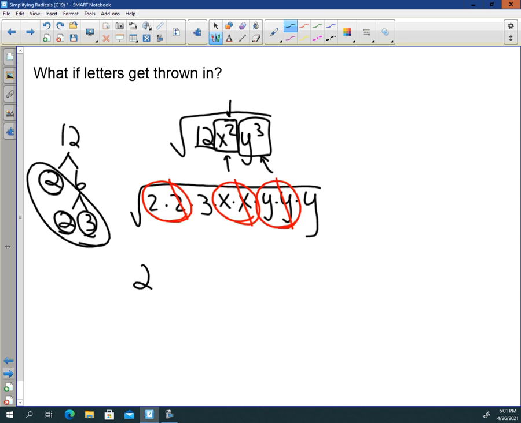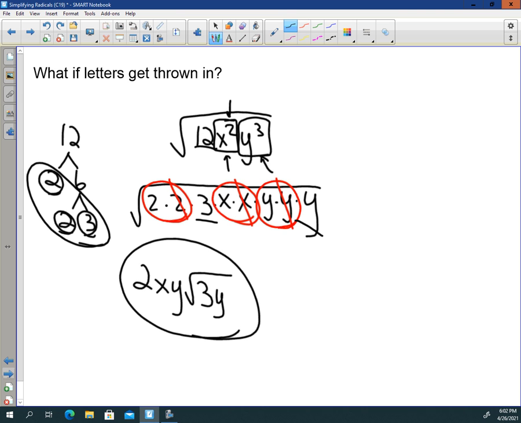So 2xy times the square root of what's left, the 3, and a y. Done. And that is the simplified, quote-unquote, version. So even if they throw letters in, you can still do this. It's just a matter of expressing those kind of blown out. X squared is 2 x's, y cubed is 3 y's, and just partner up and break them out just like you did before.